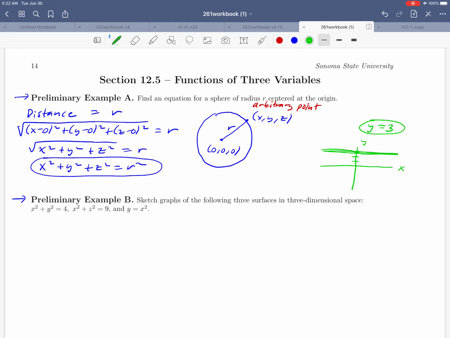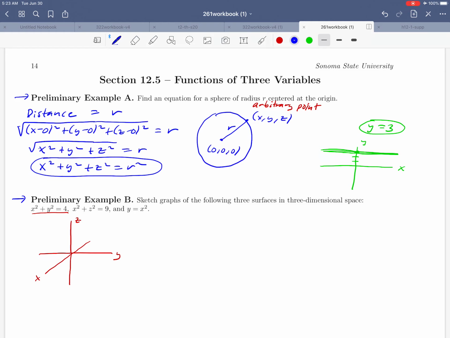Okay, we're going to use kind of the same principle to graph these three surfaces that we're looking at down here. So let's start with x squared plus y squared equals 4. Okay, I'm going to draw a set of axes for us here. So x, y, and z. Okay, and with all of these, we're going to use kind of a similar strategy.